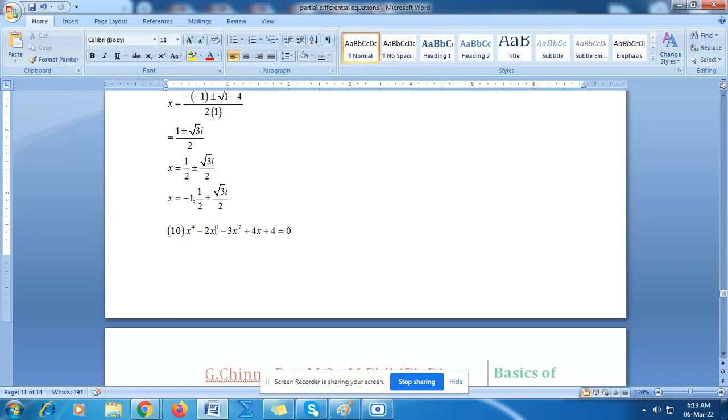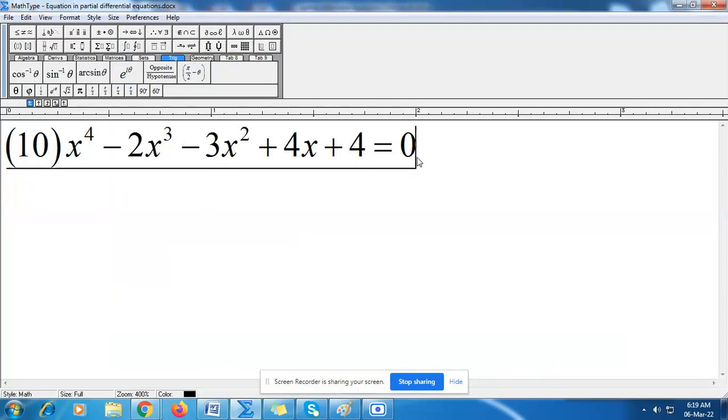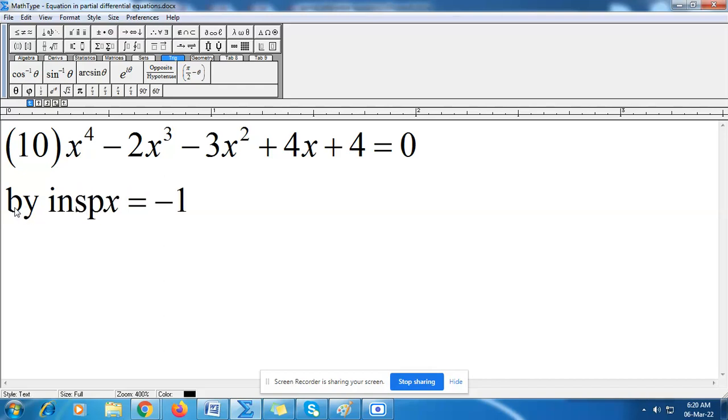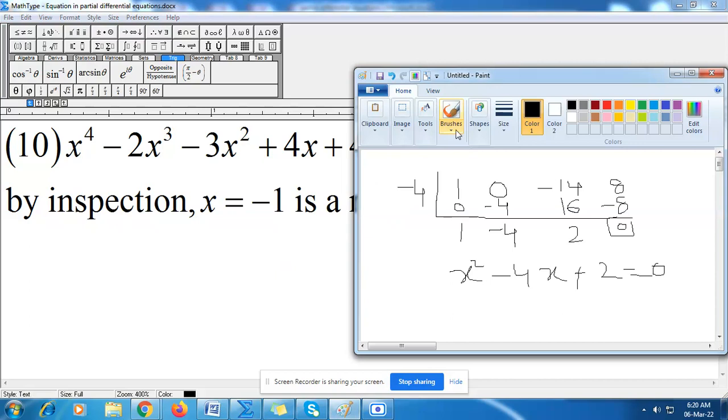Finally, the last question, for fourth degree. So you have to check what value of x satisfies this equation. That is the first rule. So here x equal to minus 1 is a root by inspection. Now use synthetic division.